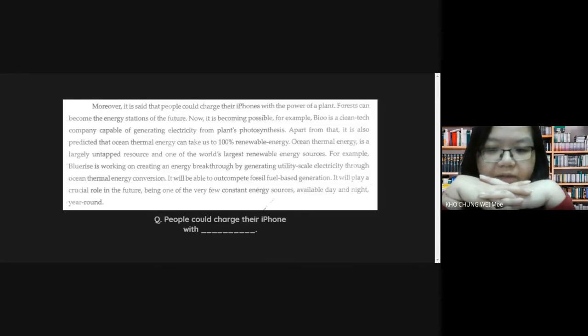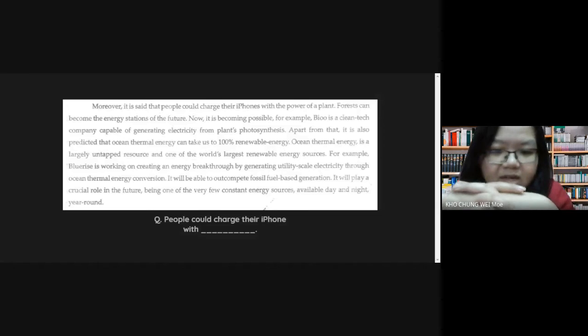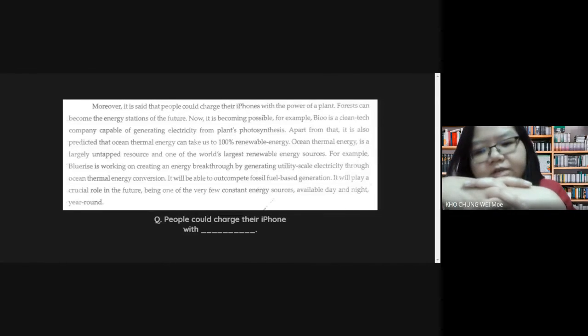Apart from that, it is also predicted that ocean thermal energy can take us to 100% renewable energy. Ocean thermal energy is a largely untapped resource and one of the world's largest renewable energy sources. For example, Blue Rise is working on creating an energy breakthrough by generating utility-scale electricity through ocean thermal energy conversion. It will be able to outcompete fossil fuel-based generation.